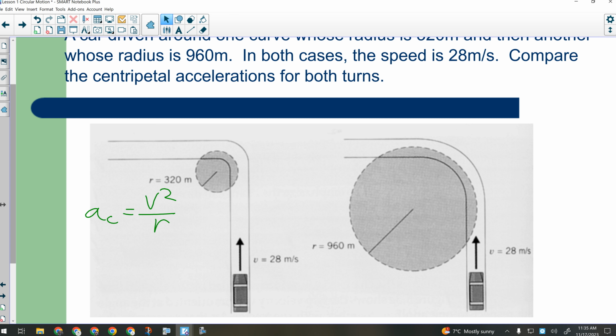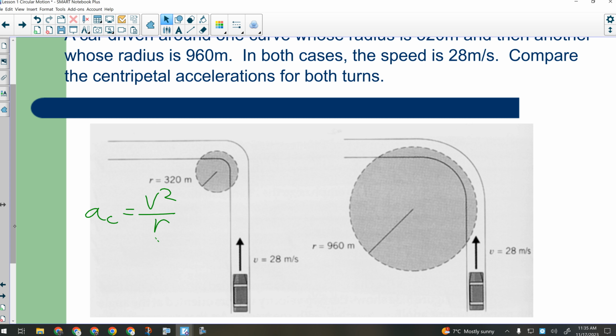Right. The radius is bigger on the second one, and radius is on the bottom of the formula. If I'm dividing by a larger number, that's going to make the centripetal acceleration smaller. And that means that the centripetal force will also be smaller, and it's that force, in this case friction, that you're relying on to keep you in the corner.